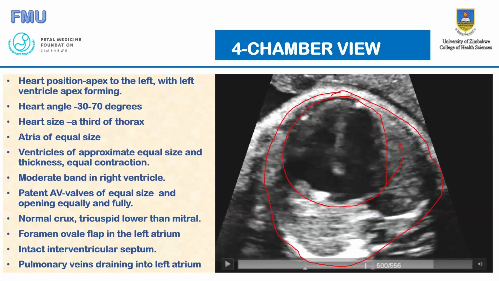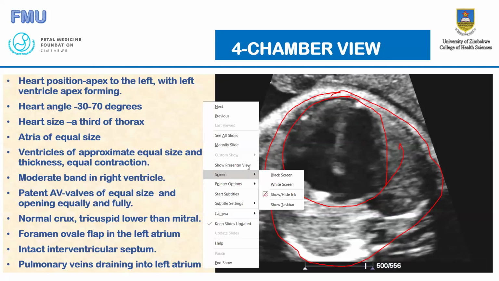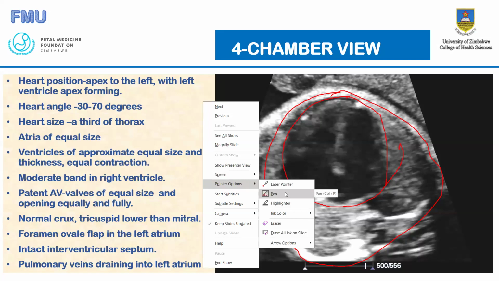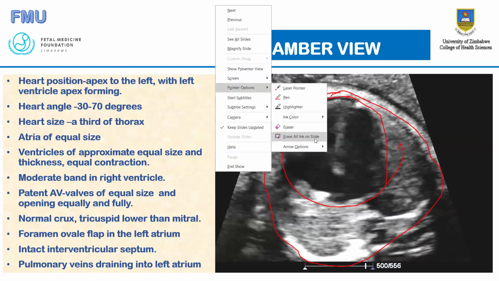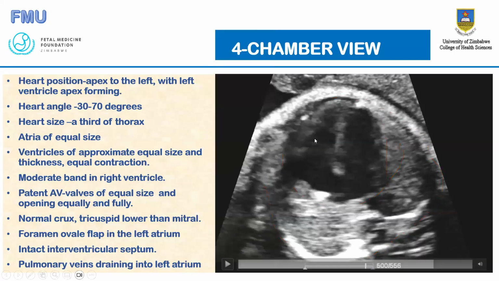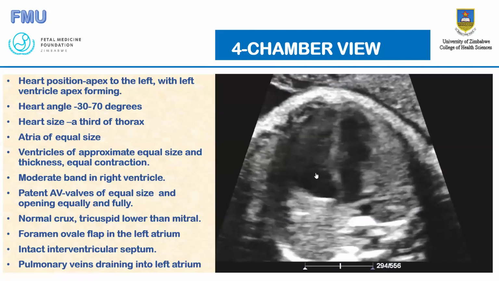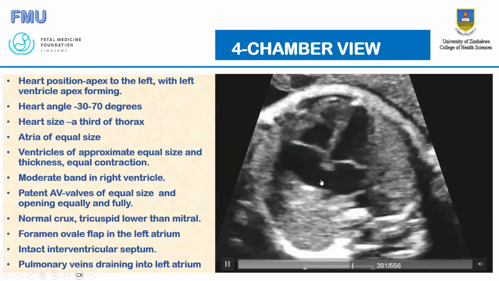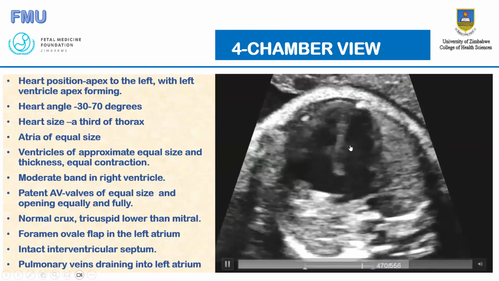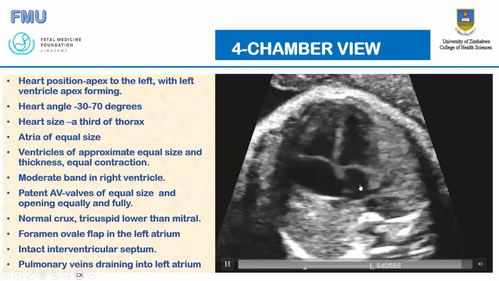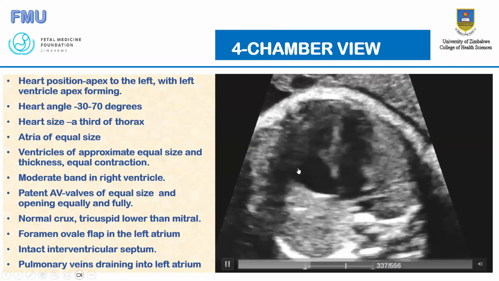Right. Then let's clear the colors. Let's continue with the 4-chamber view. Right. Okay, there we go. The next thing is you want to look at the size of the atria. Which ones are the atria? The atria are these two chambers at the top here, where the blood arrives first and is emptied into the ventricles. So these are the atria here, the two atria.